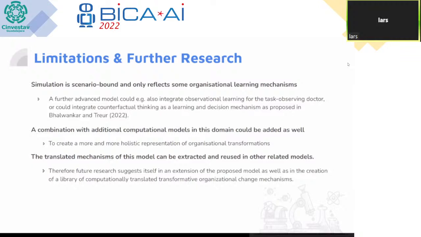Lastly, the translated mechanisms of this model can be extracted and reused in other related models. Therefore, future research suggests itself in an extension of the proposed model, as well as in the creation of a library of computationally translated transformative organizational change mechanisms.